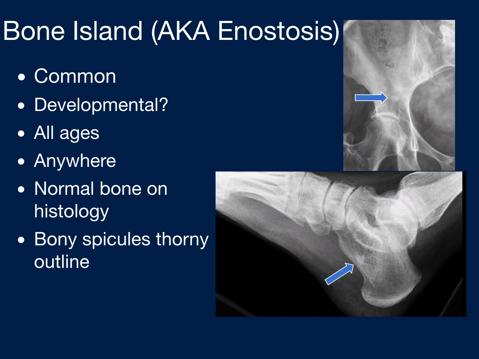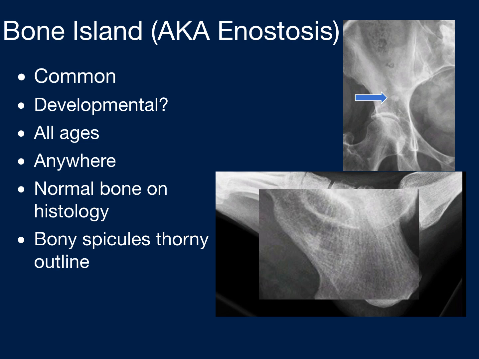A couple of examples of bone islands. These are also known as enostosis. They're common, thought to be developmental rather than neoplastic, and they occur in all age groups. They can be in any bone, and histologically, they're normal cortical bone, but in an atypical location. On X-rays, they show bony spicules with a thorny outline.